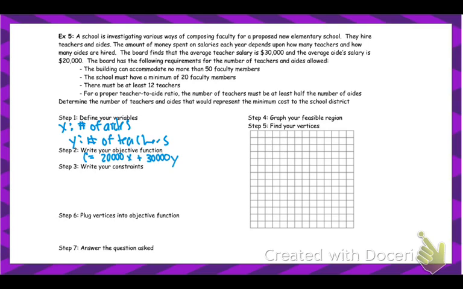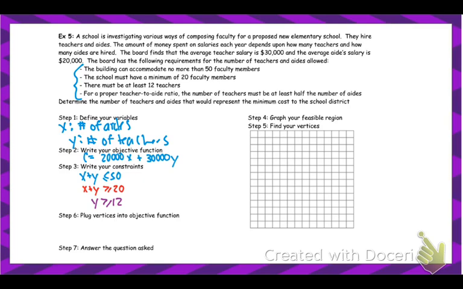Our constraints are going to be the inequalities based off of all of the specifics that it gave us. To start, the building can accommodate no more than 50 faculty members, so x plus y has to be less than or equal to 50. Number 2, the school must have a minimum of 20 faculty members, so x plus y has to be greater than or equal to 20. Step 3, it says there must be at least 12 teachers, so y has to be greater than or equal to 12.